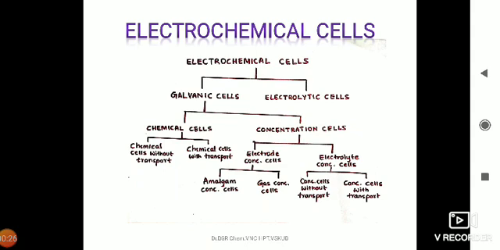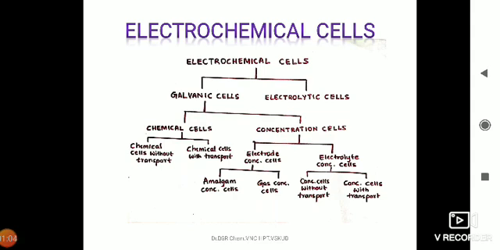In electrochemistry, we are dealing with electrochemical cells. An electrochemical cell is defined as a system consisting of two metallic electrodes dipping into the same or different electrolytes, which are in electrical communication. These electrochemical cells are of two types: one is galvanic cell, another one is electrolytic cell. In this chapter, we are dealing in detail with the types of galvanic cells.